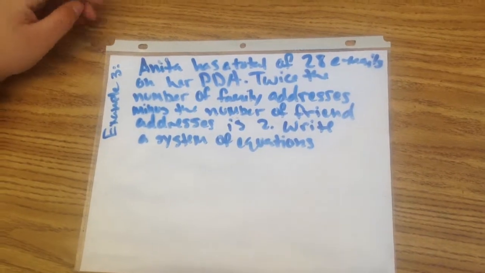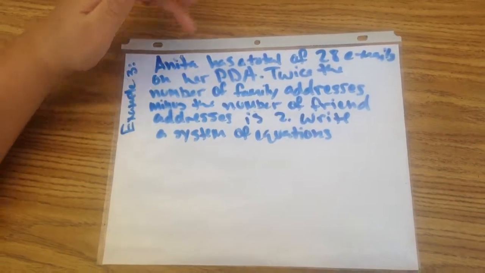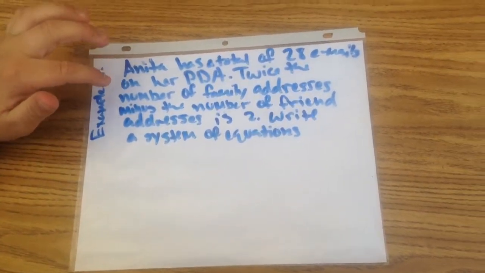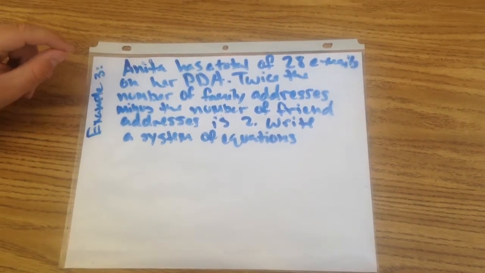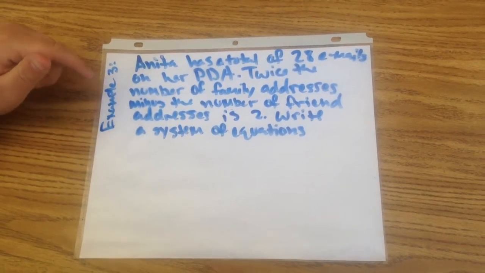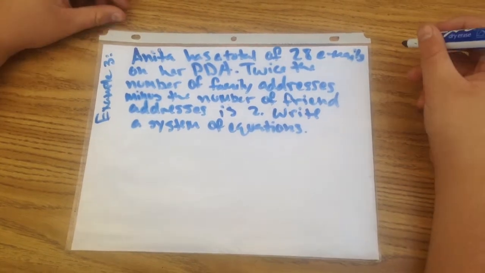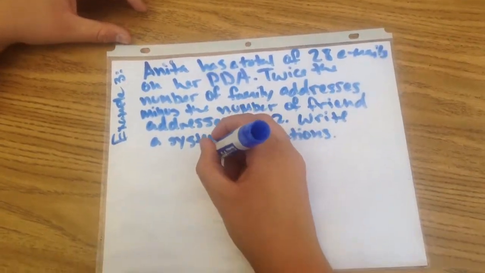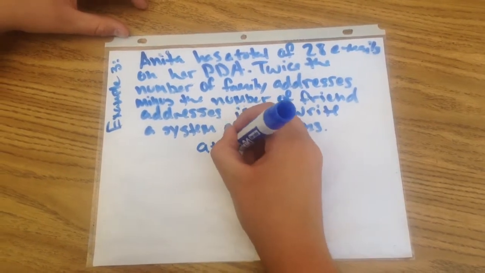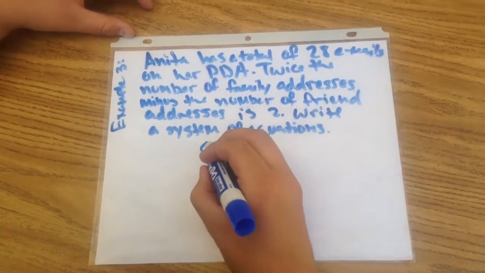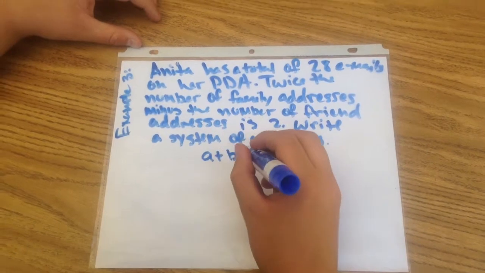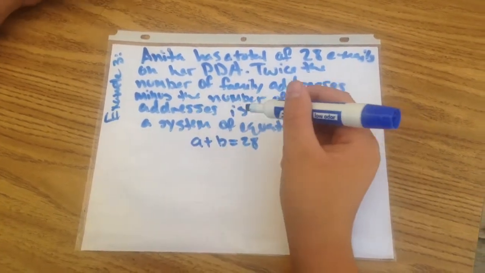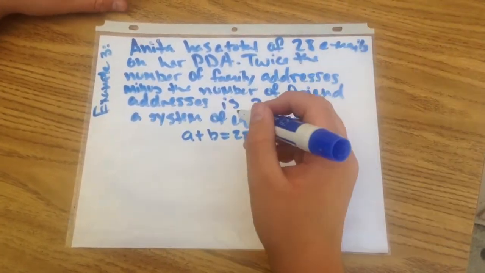Okay, so in example 3, Anita has a total of 28 emails on her PDA. Twice the number of family email addresses minus the number of friend addresses is 2. Write a system of equations. So what we need to do is write two equations. So the first equation is going to be a plus b equals 28, because a is the family addresses and b is the friend addresses. So we know that both of those can equal a total of 28.